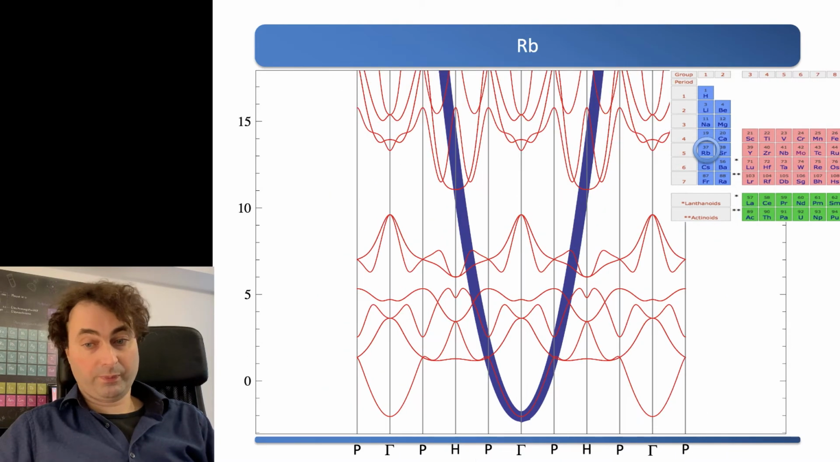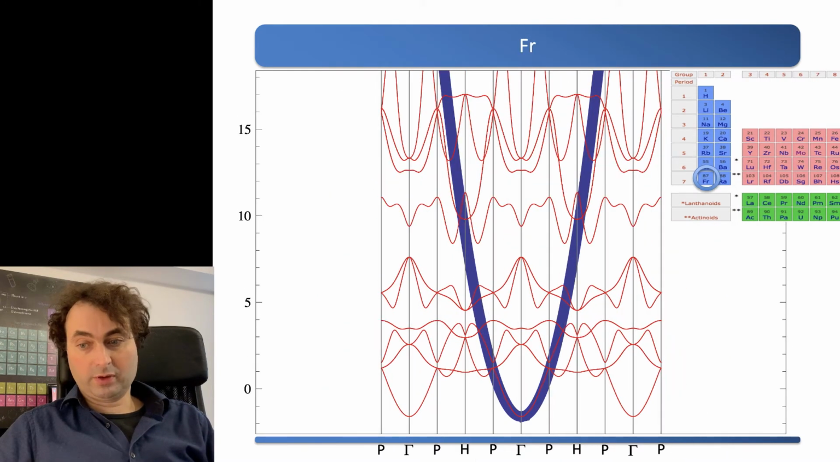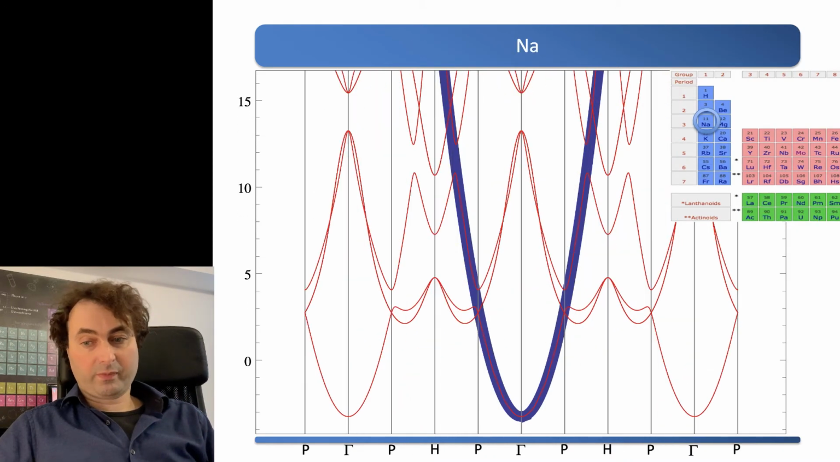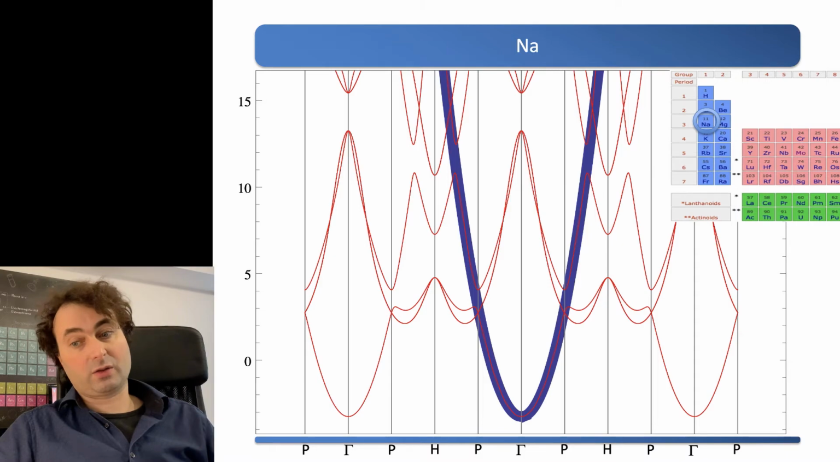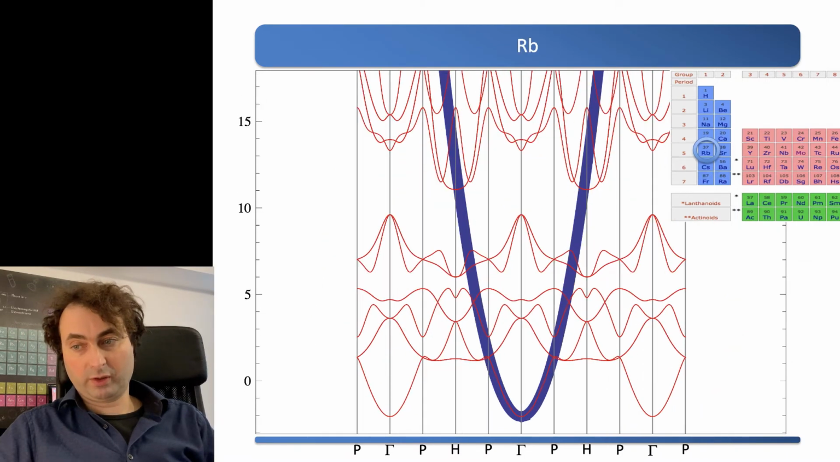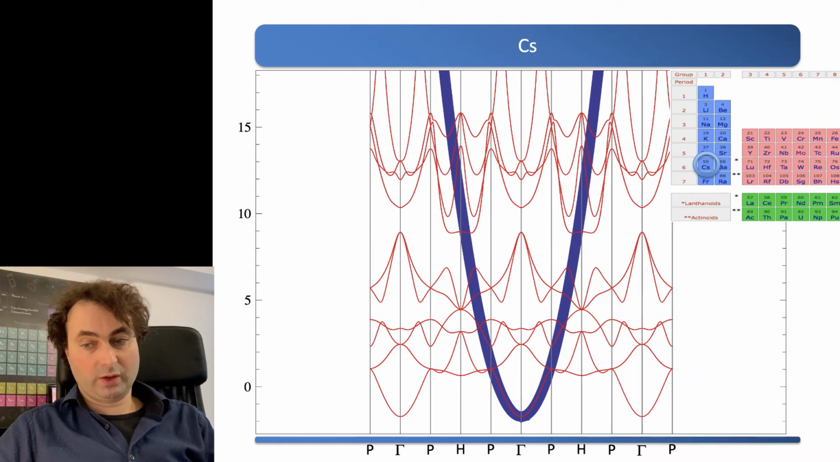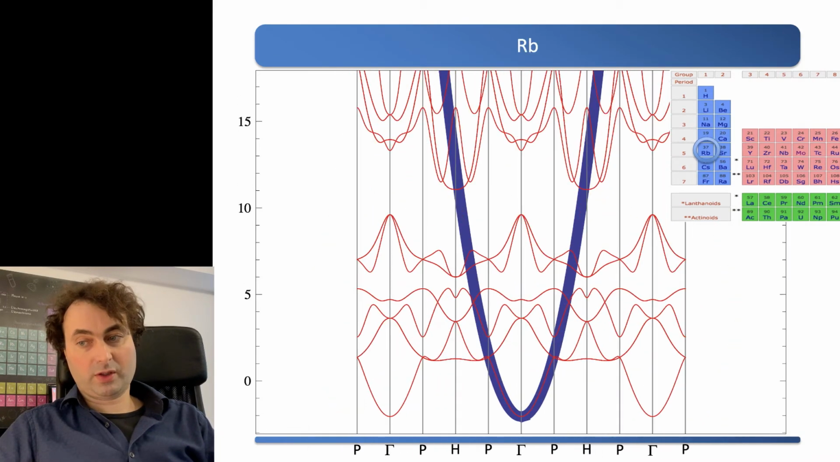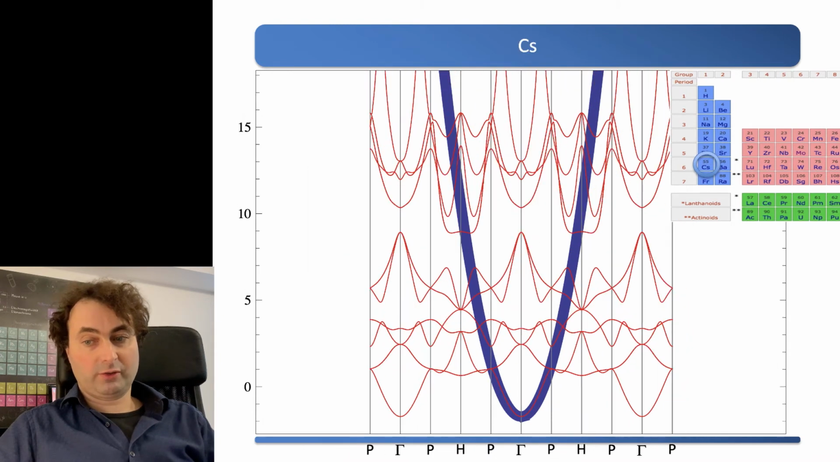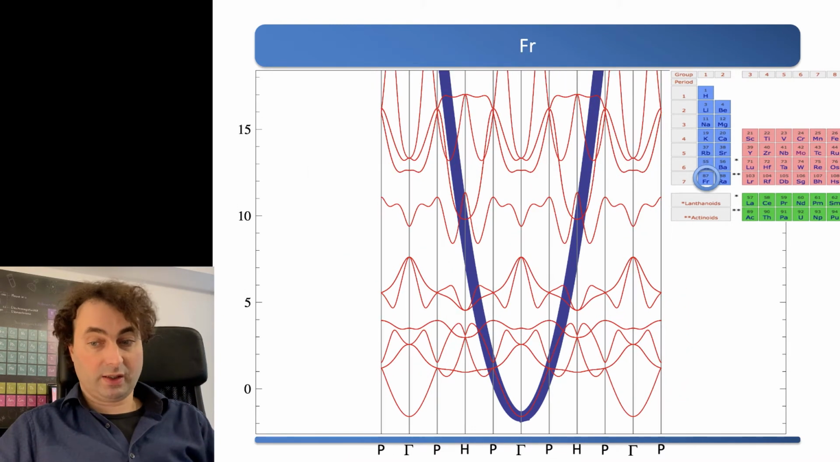Sodium, potassium, rubidium, cesium, francium. And we see that the real space lattice constant increases when we go down in the periodic table. So the reciprocal lattice constant decreases when you go down in the periodic table. And that's exactly the scale that we have used there, such that the free electron-like dispersion just stays the same.